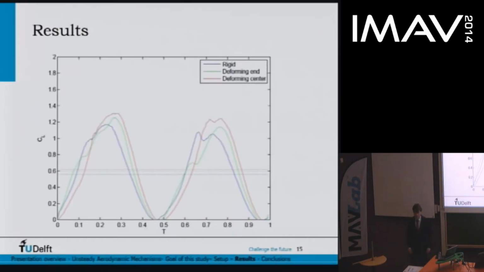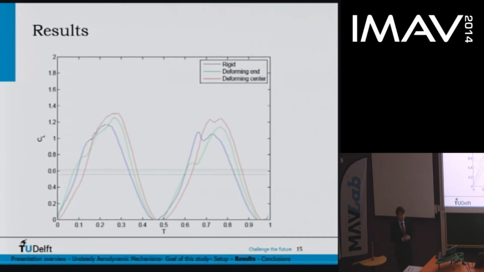Good, so results. These are lift coefficients of one entire cycle, so that it starts with an outstroke and then an instroke. There's 2 peaks in lift. And the straight lines, those are the average lift coefficients. You can actually see from this that both the deforming cases create a slightly higher lift coefficient than the rigid case. However, I'm not particularly interested in the actual lift coefficient that's created. I'm interested in the unsteady aerodynamic effects.